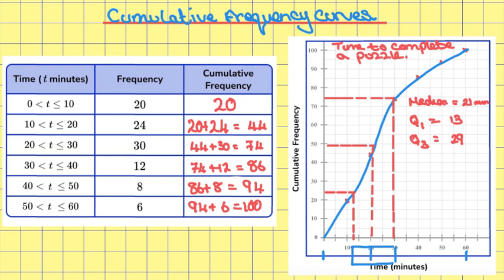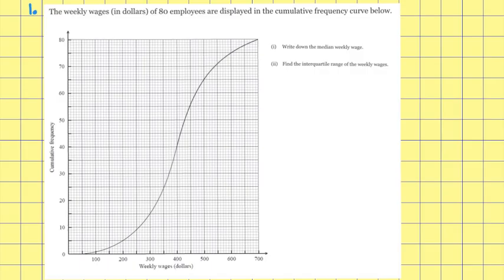There is my median, and I can draw the whiskers in up to the maximum and the minimum, and I can see from the box plot that it's slightly skewed positively. Let's go through the typical exam style questions you might come across.